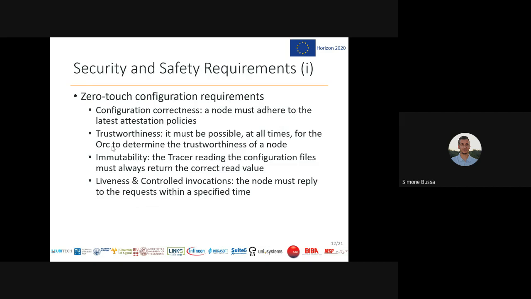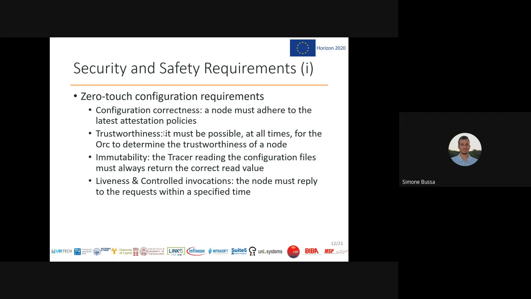We have extracted a series of requirements to be verified and checked with the formal verification. These properties are configuration correctness, which states that a node must adhere to the latest attestation policy issued by the orchestrator. Trustworthiness, which states that it must be possible at all times for the orchestrator to determine the trustworthiness of a node, for example, through the attestation by code protocol.